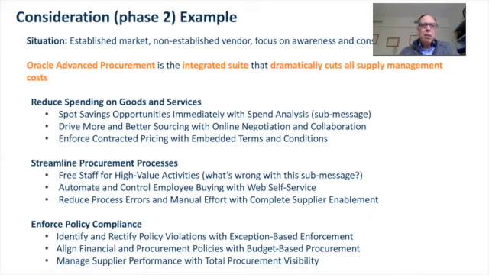Now, the consideration phase, we're assuming here that the category already exists. Everybody knows what procurement software is. So, if we're not the leader in that category, we need to declare our presence in that category and reiterate benefits of the category, and then prove that we do them better. So in this case, the big benefit we're claiming is that we dramatically cut all supply management costs.